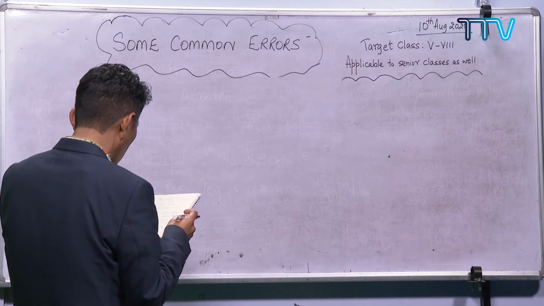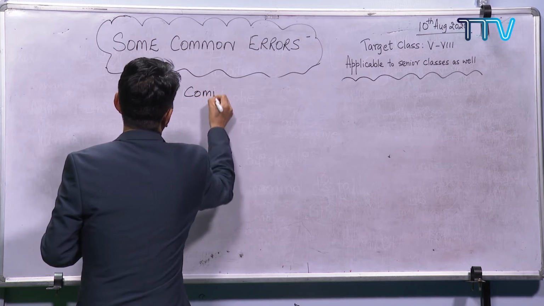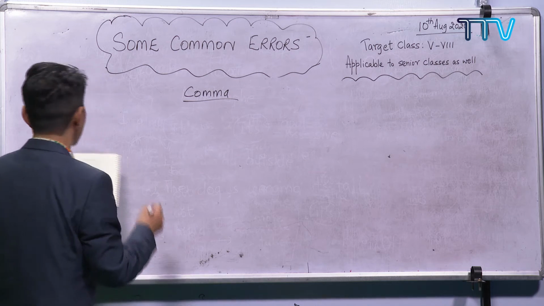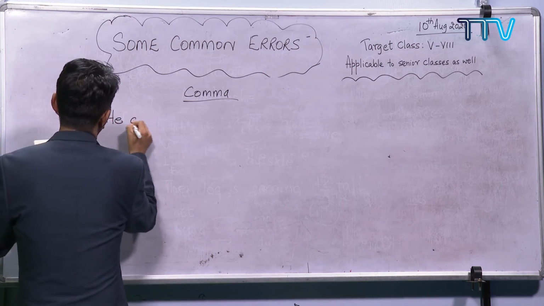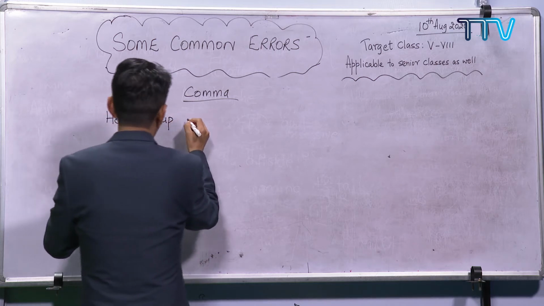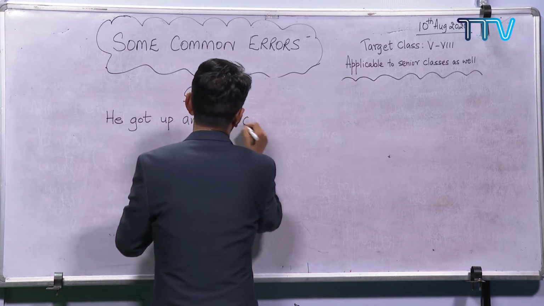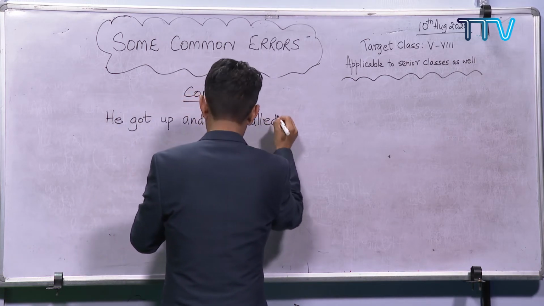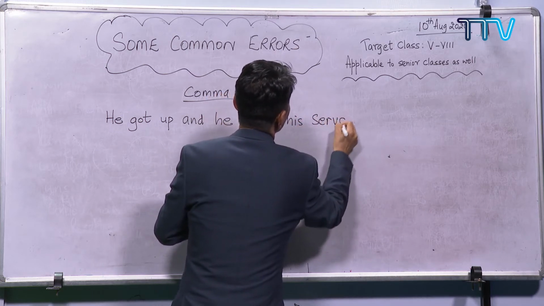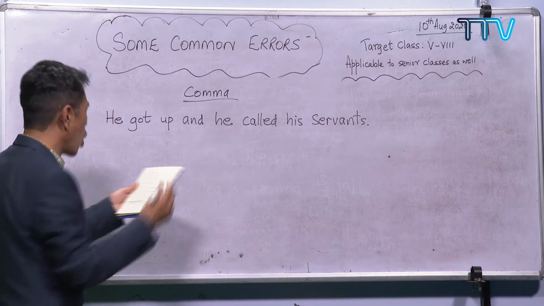So this is about the apostrophe, and let us also go through the comma in compound sentences. We have to be very careful about using commas and semicolons like this. I've got one example. He got up and he called his servants.